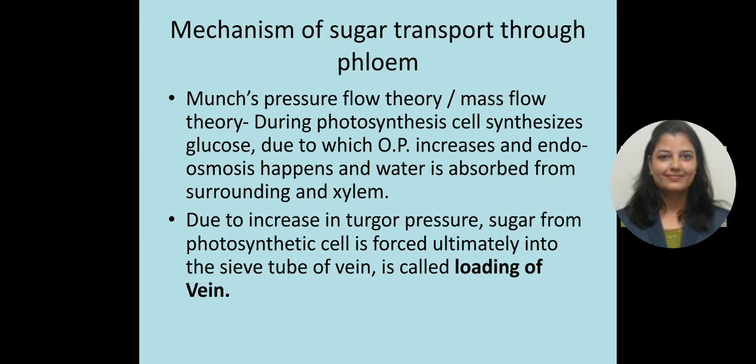Okay. So due to increase in the turgor pressure, the sucrose from photosynthetic cells is forced ultimately into the sieve tube of vein. It is called loading of veins.